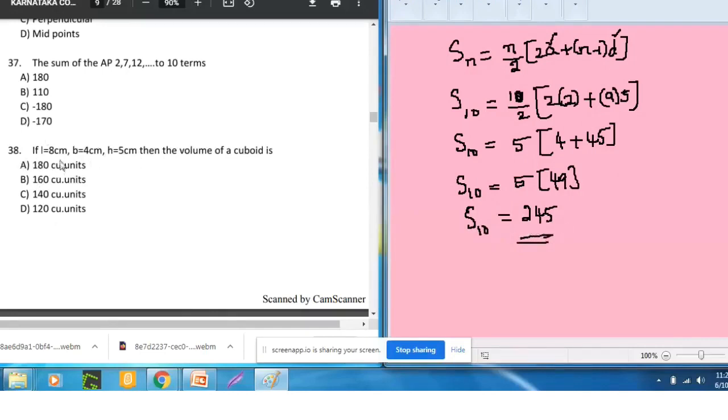Moving to 38th question. L is 8, breadth is 4 and height is 5 centimeters. Then find the volume of a cuboid. We all know the volume of a cuboid formula as length into breadth into height.